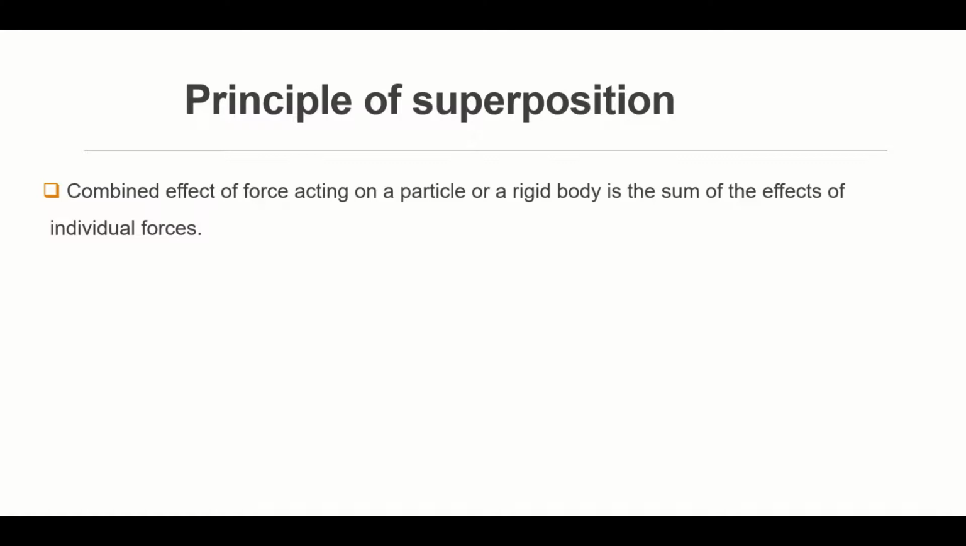Then principle of superposition. Superposition എന്ന് പറഞ്ഞാൽ ഒന്നിനു മേളിൽ ഒന്നായിട്ടും അലൈൻ ചെയ്ത്, അതാണ് superposition. This particular principle states that combined effective force acting on a particle or a rigid body, because we assume that all the bodies are rigid. Rigid എന്ന് പറഞ്ഞാൽ എന്താണ്? ഓർമ്മ വേണം, the relative position of the particles does not change. So combined effect of the force acting on a particle or a rigid body is the sum of the effects of individual forces. Sum of the effects of, അത് കറക്റ്റ് അല്ലേ?